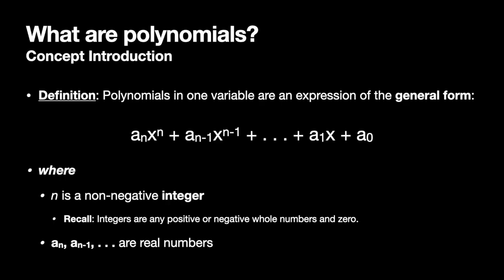So we can see in the form here that the letter n is given by a non-negative integer, so essentially only whole numbers. And recall integers themselves are positive and negative, whole numbers and 0, so we have to exclude the negative portion. And then the terms that are starting with a, such as a sub n minus 1, are what we call the coefficients, which we'll talk about later in the video, but these are any real numbers.